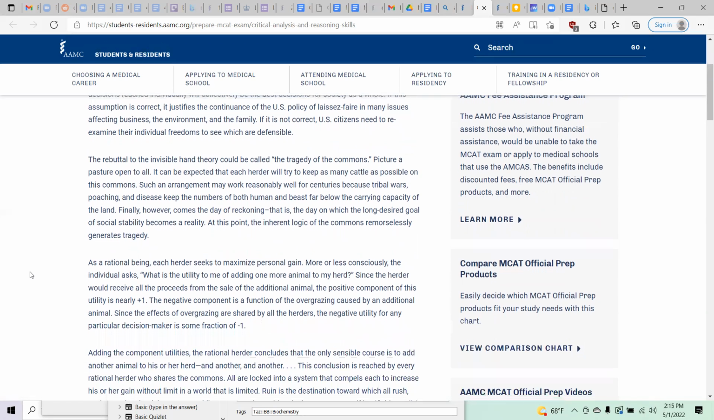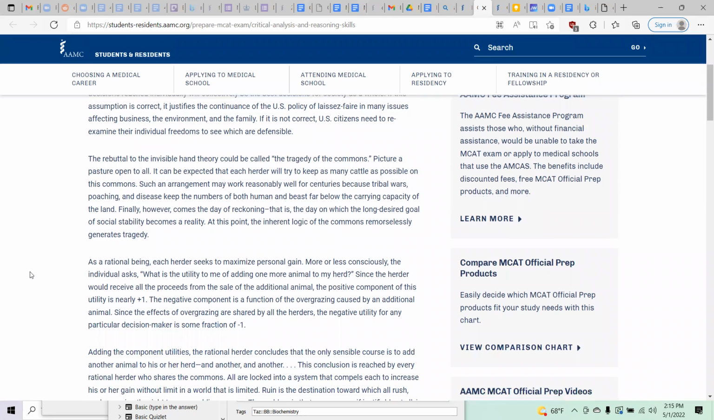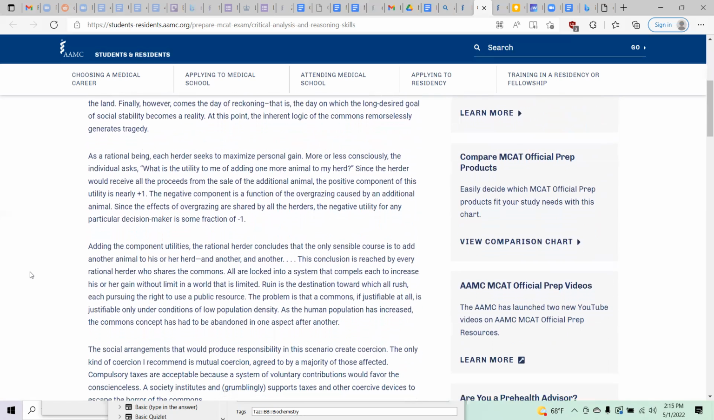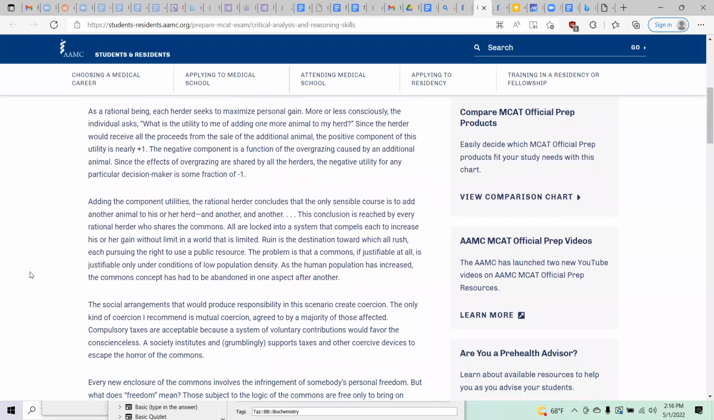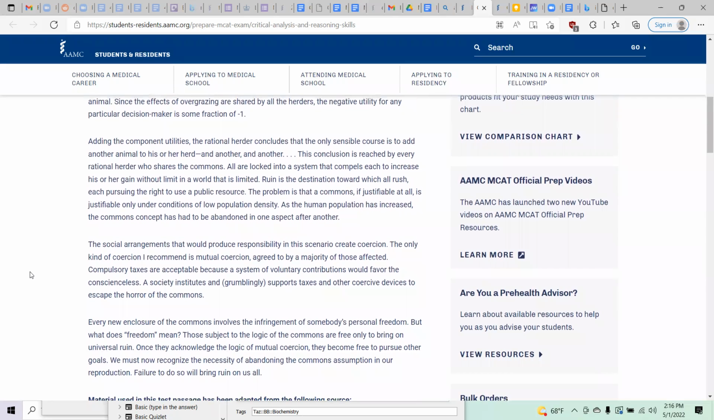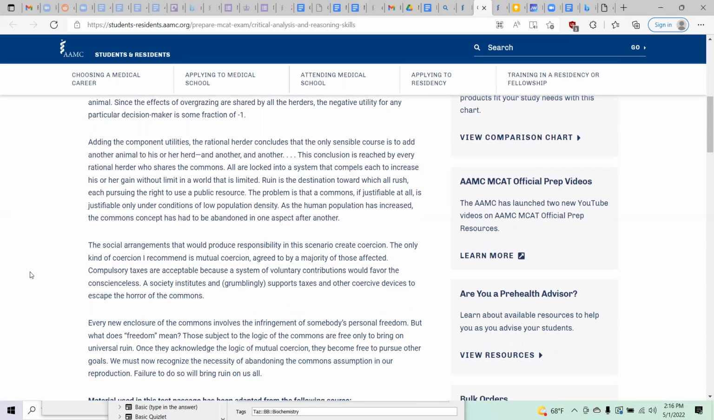Then I think the author continues on what happens with this, that personal gain is just maximized. And then you get more of the author's standpoint, especially in the last few paragraphs, where they use words like failure to do so will bring ruin on us all. So it gives a negative connotation. That's all I got.